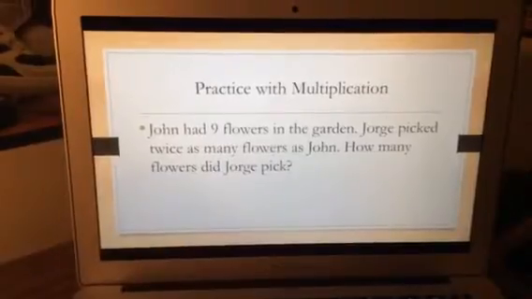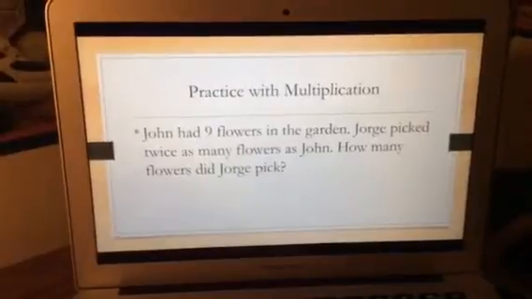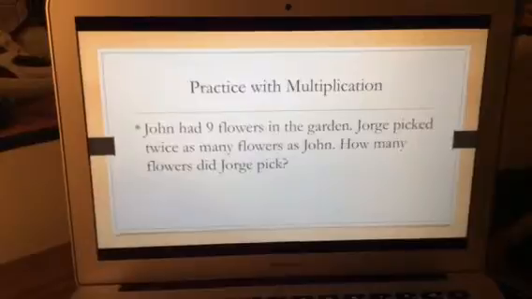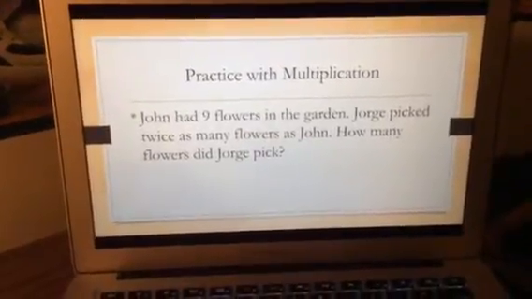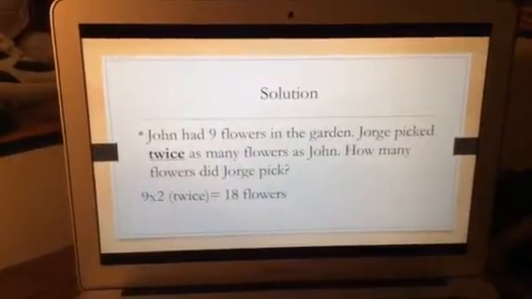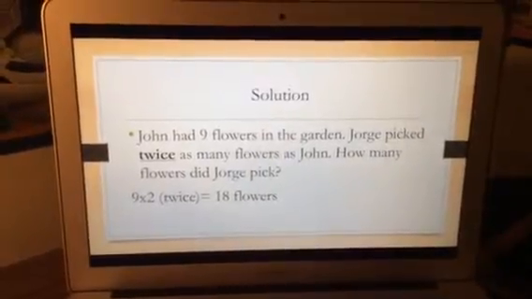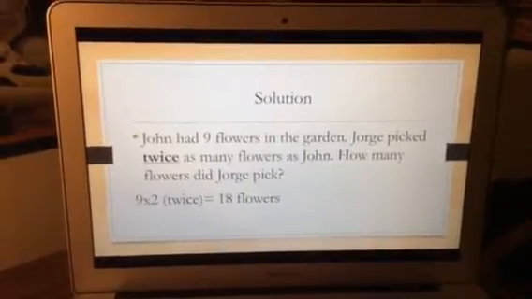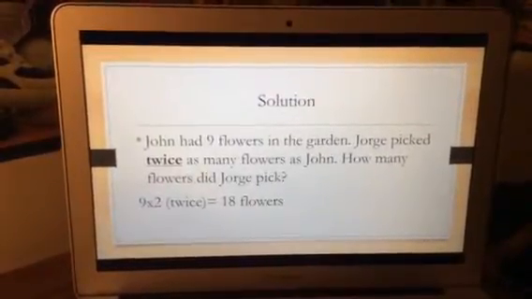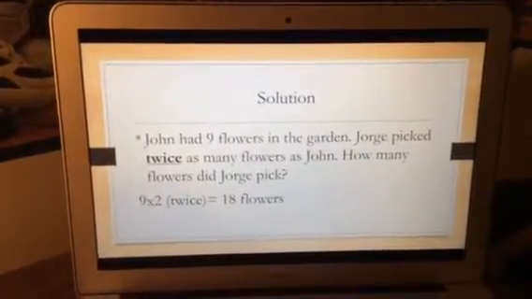John had 9 flowers in the garden. Jorge picked twice as many flowers as John. How many flowers did Jorge pick? This is the solution. First, students should underline twice as the key word. By looking at the tip sheet that is provided, they should know that twice indicates multiplication. So 9 times 2, twice, equals 18 flowers.